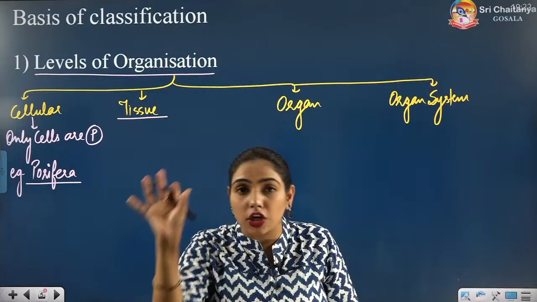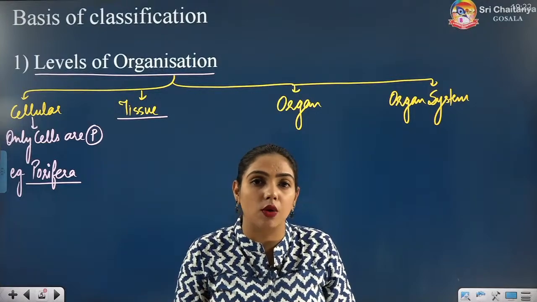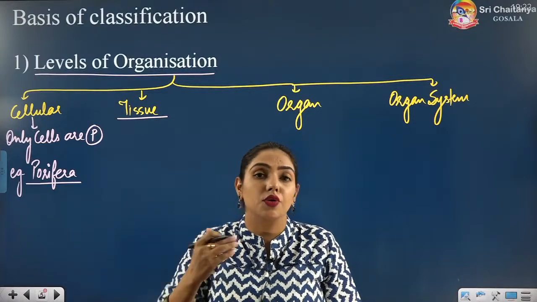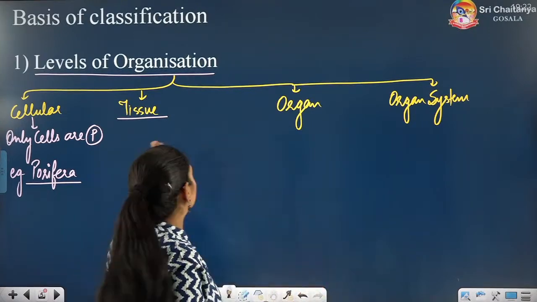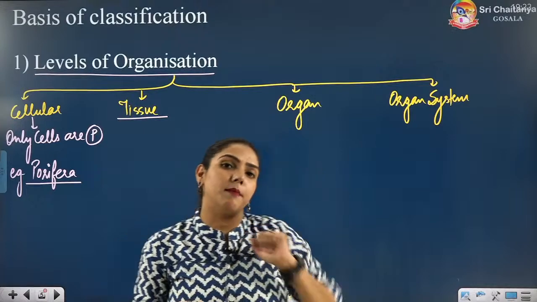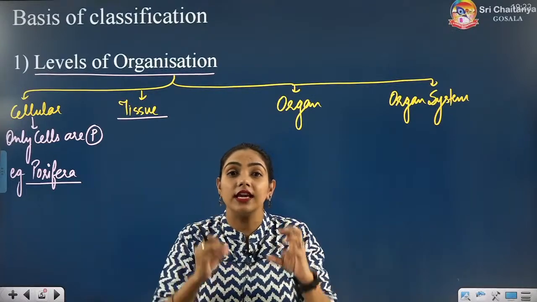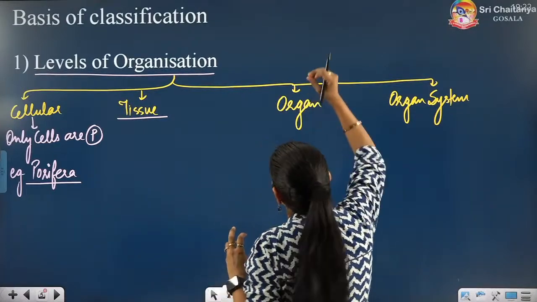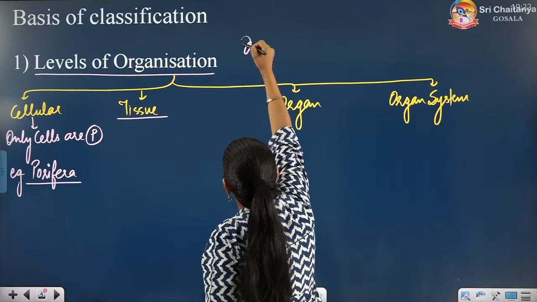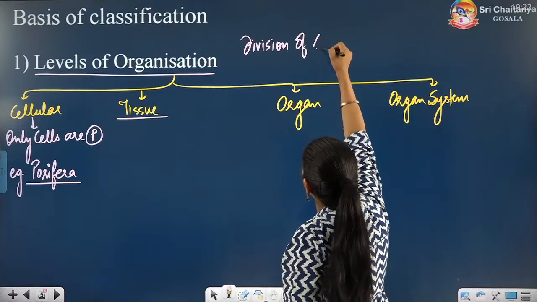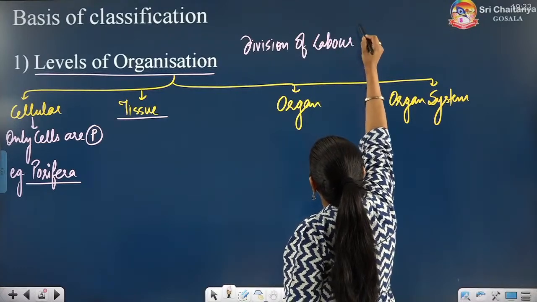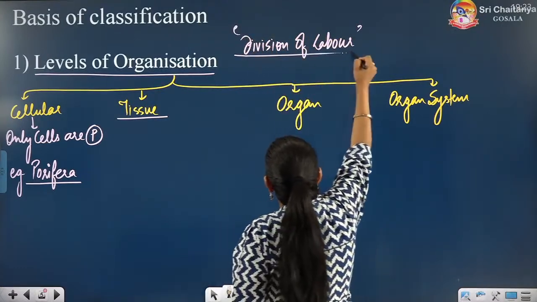Only the mother is not doing all the work of the house, you all are sharing the work. Just like that, in the tissues, organs and organ system level of organization, we are going to see a very important thing, that is division of labor.